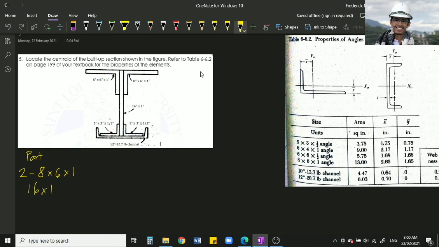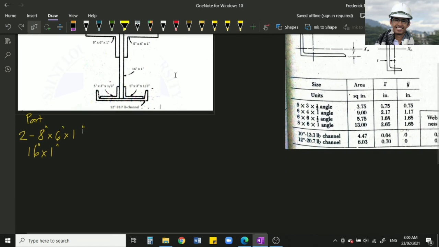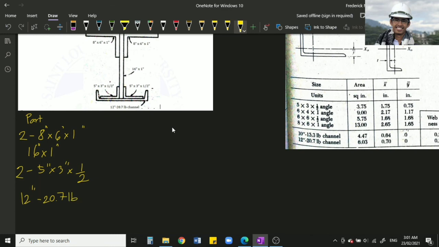So, 16 by 1. So, all of these are in inches, no? And second, we have two 5 by 3 by 1 half. That will be, we have two 5 by 3 by 1 half. And we have a C channel, one 12-20.7 pounds. Okay? So, this is a C channel. Okay, class? This is the channel.